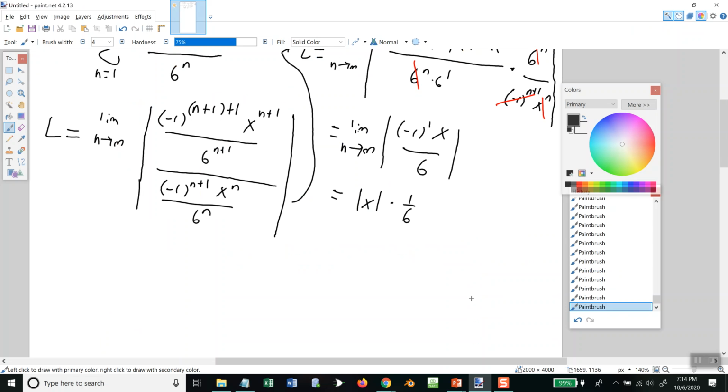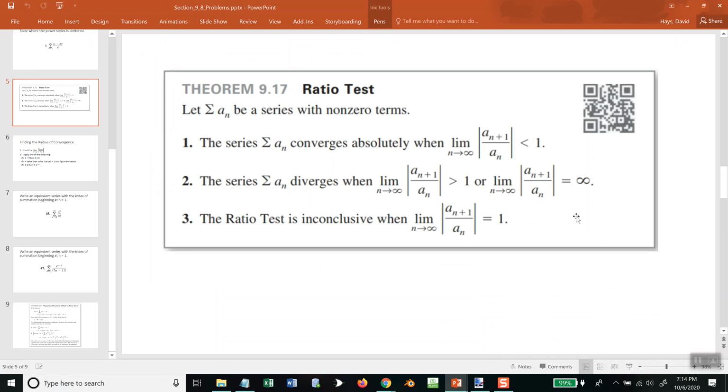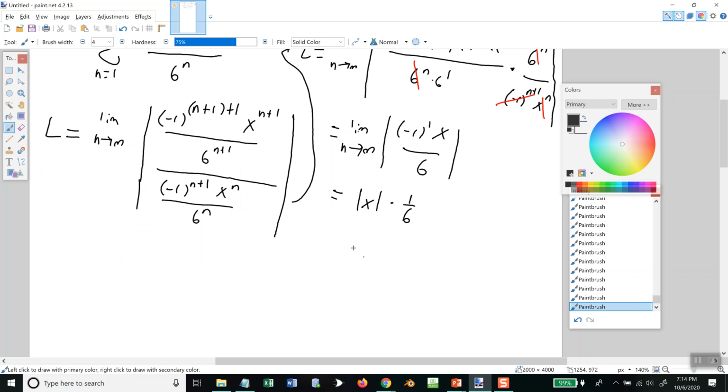Now, again, a ratio test implies the 1 is the key place where it changes, where it converges, and so forth. So this part right here, we'll take our value less than 1 and figure the radius. But we still got to check the endpoints. So if I got 1/6, absolute value of x is less than 1, multiply by 6, and you get the absolute value of x is less than 6, which gives us -6 to +6.